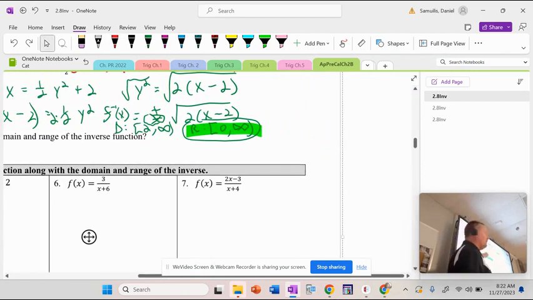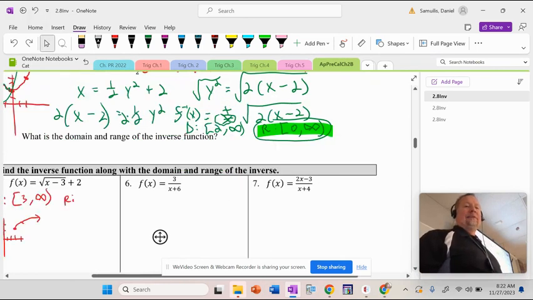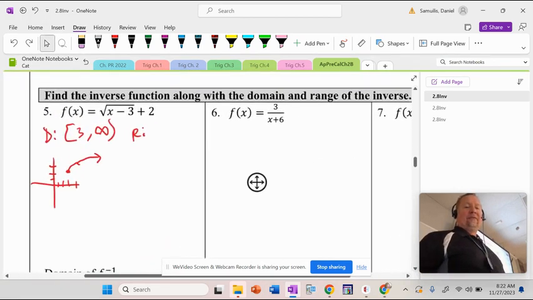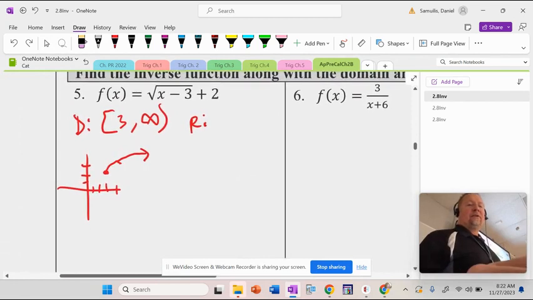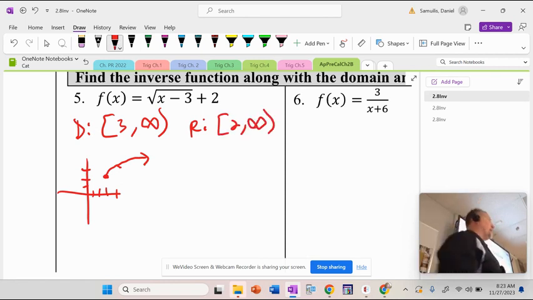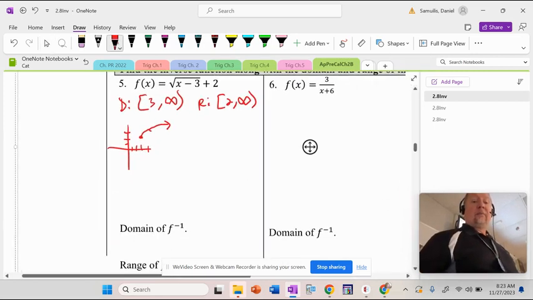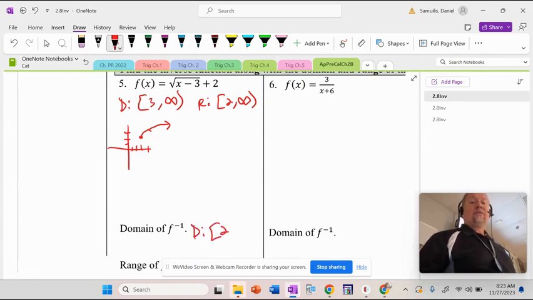All right. I do have to erase this though, so hopefully I had room over to the right to just draw this sketch. But the reason I drew that is when I plugged in 3 for x, I get 2 for y. That is the first output, and the outputs increase forever after that. So that's the range. So guess what? I could already tell you what the domain of the inverse is. It's the range of the original. So the domain will be 2 to infinity, guaranteed.